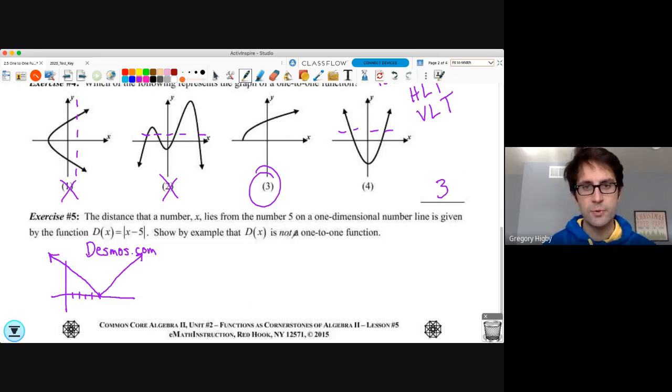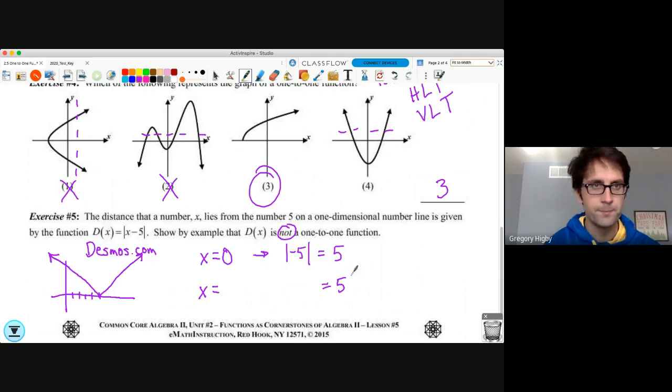But another way of explaining why it's not one-to-one is if you were to pick out 2 values for x. So I'm just going to start with an easy number like 0. Well, 0 minus 5 is -5. And the absolute value of -5 gives you +5. So can you think of another x value that would still give you a +5?